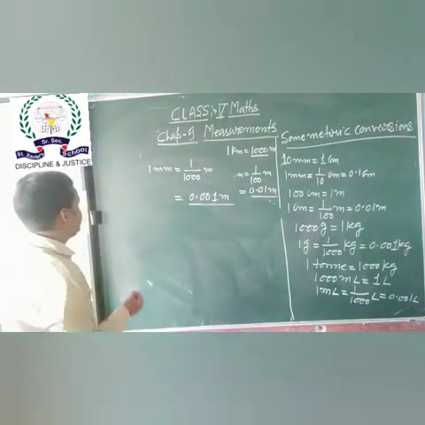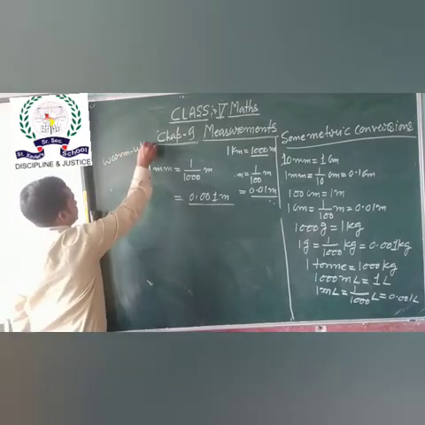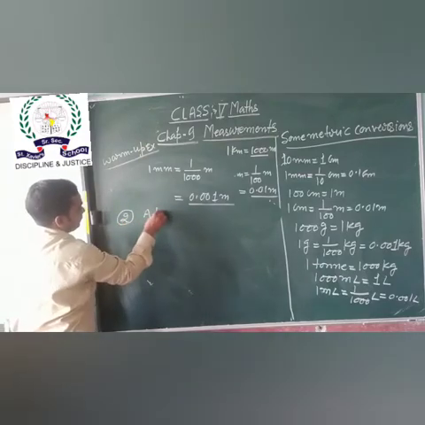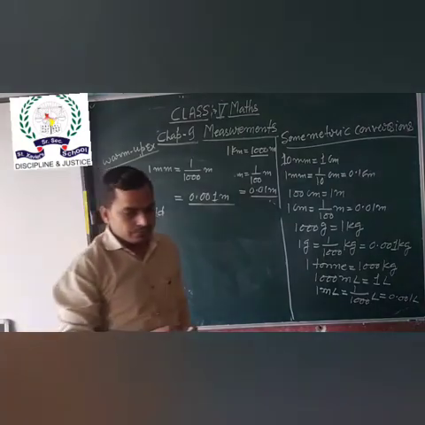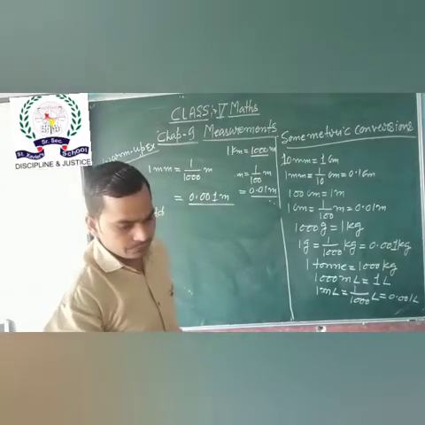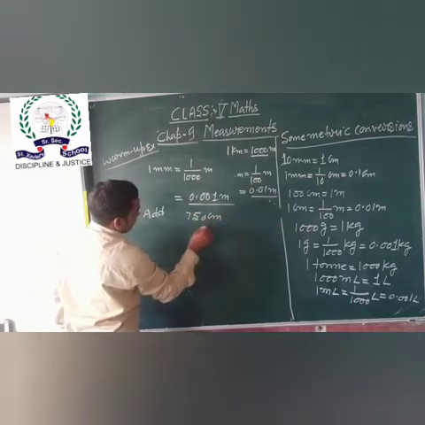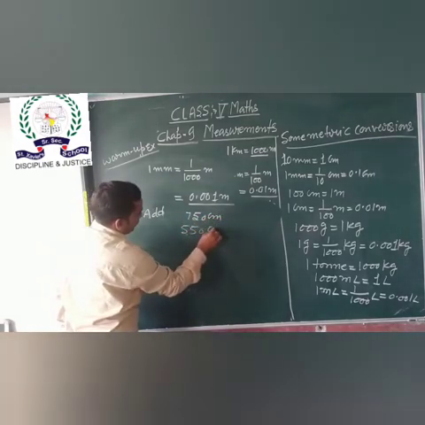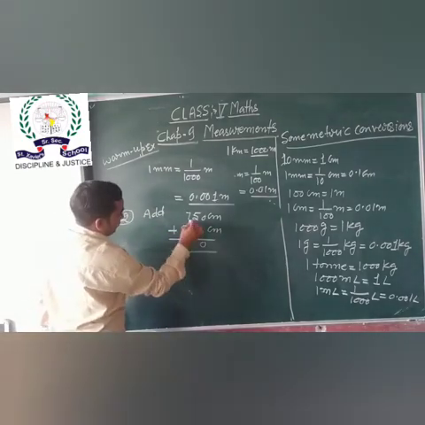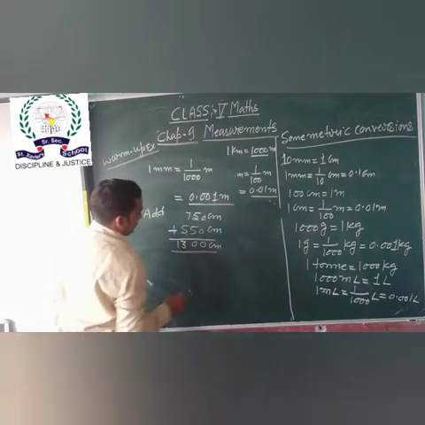Next, question number 2, the warm-up exercise. Here we have to add 750 centimeter and 550 centimeter. So 0 plus 0 is 0, 5 plus 5 is 10, 7 plus 5 is 12, plus 1 is 13. 1300 centimeter.